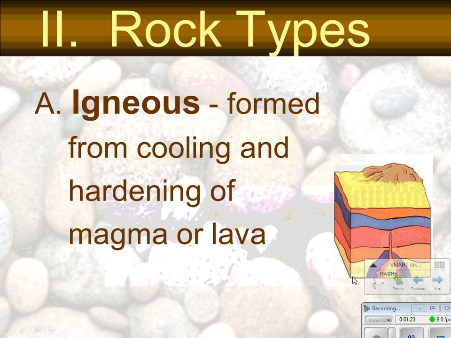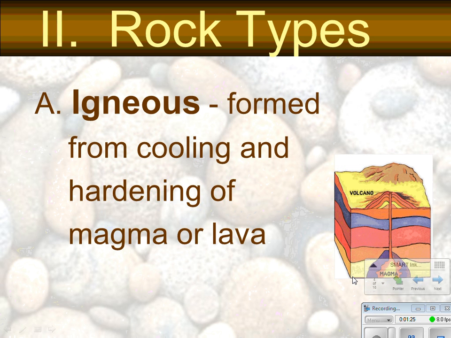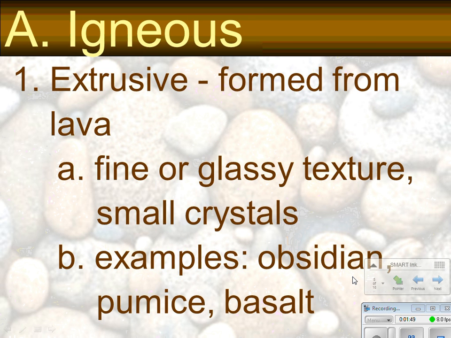There are 3 different rock types. The first rock type is called igneous. It's formed from cooling and hardening of magma or lava. Remember, magma is inside the earth, lava is when it comes outside of the earth. And the key thing to remember is that igneous rocks are formed from cooling and hardening of that really hot magma or lava. There are 2 types of igneous rocks. You're going to need to know both and what they mean.